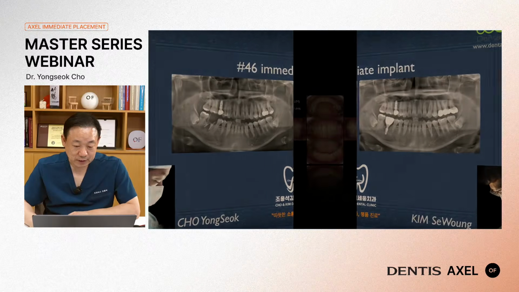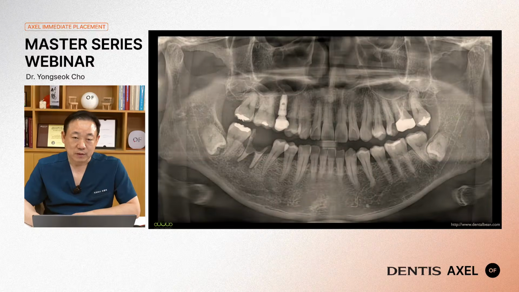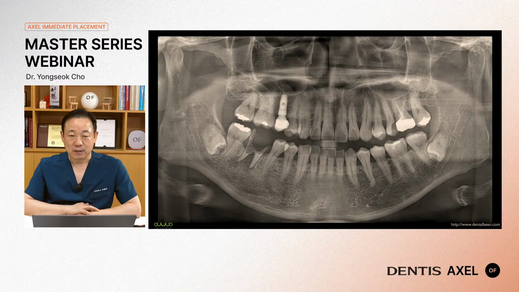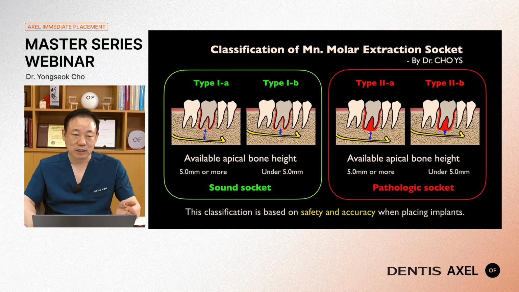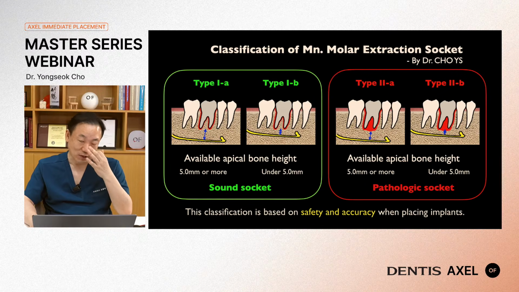Here is another case, also a 46 crown fracture case. What is the classification of this situation? 46, crown fracture and apical lesion we can see. Again, look at my classification: type 1 sound socket, type 2 pathology socket, and depending on available apical bone height, from 5 millimeter, more or less, it is A or B.